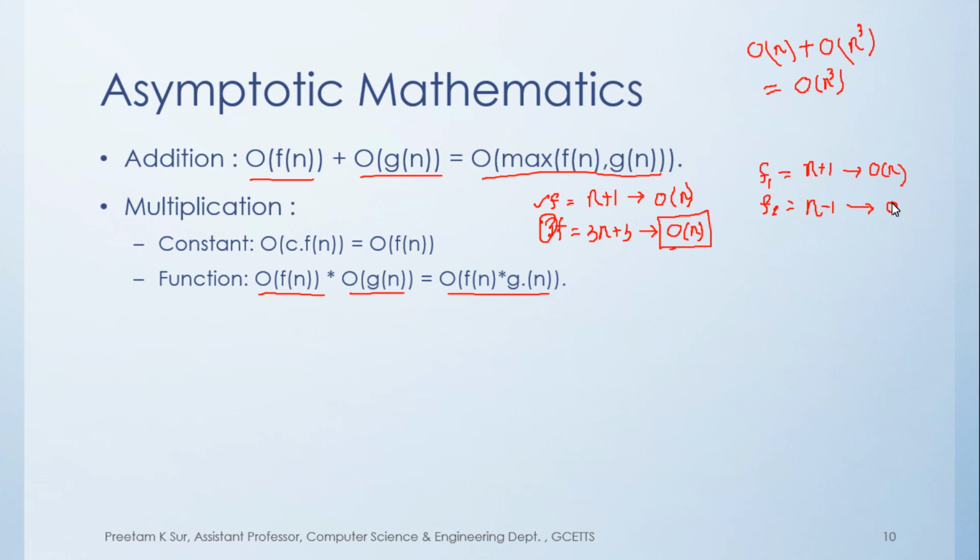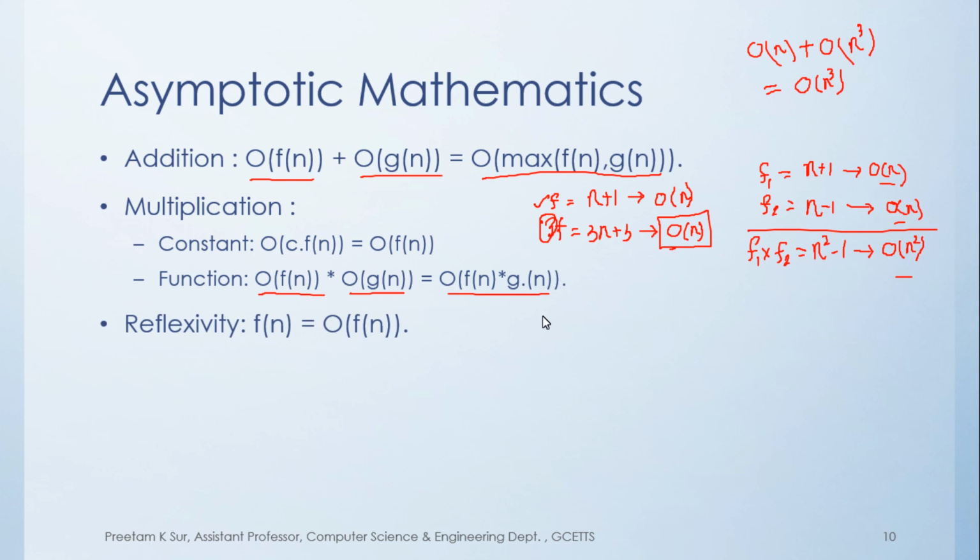Now if you multiply f1 into f2, what will happen? The resultant function will be n squared minus 1, right? n plus 1 into n minus 1 is n squared minus 1. If you find the asymptotic upper bound of this, n squared minus 1 is nothing but order of n squared. So order of n into order of n is equal to order of n squared. Okay, so this is what this rule says.